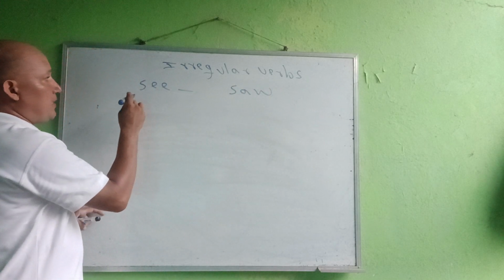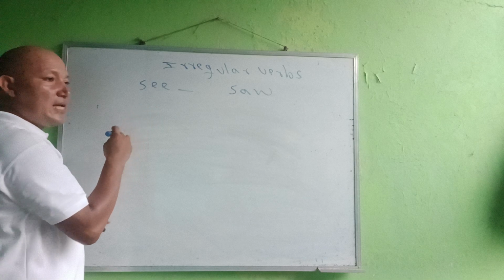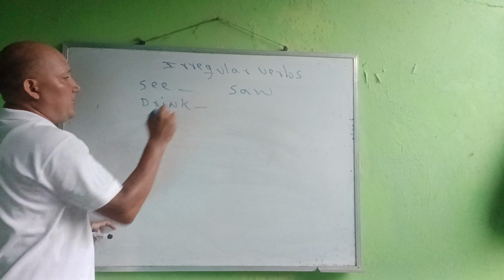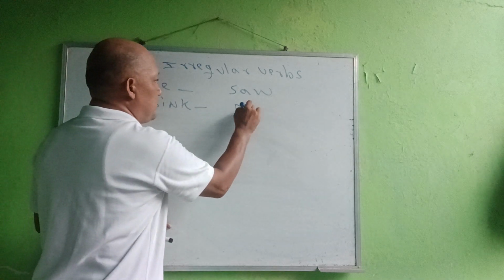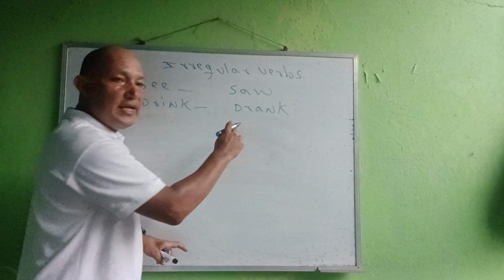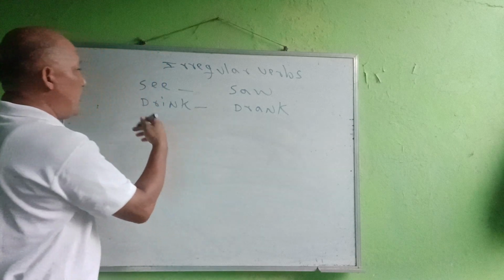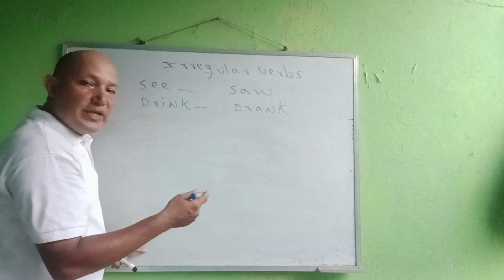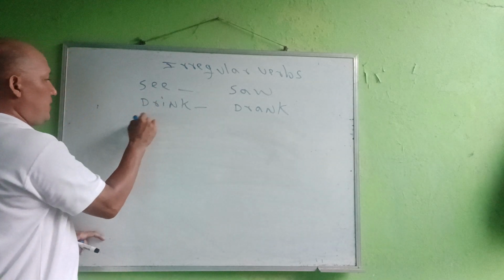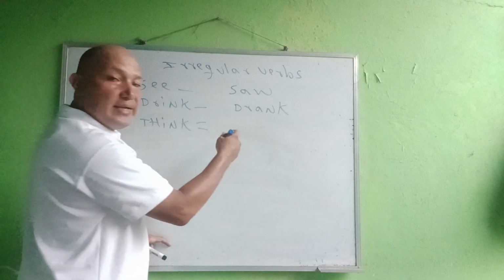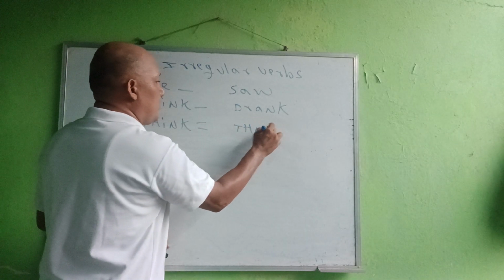And another example is the verb drink, okay? Drink is an irregular verb because the past tense is drank. We are not going to add ed like a regular verb, okay? Because it's not correct. All right, now another irregular verb is, for example, think, okay? Think is another irregular verb because the past tense is thought, all right?